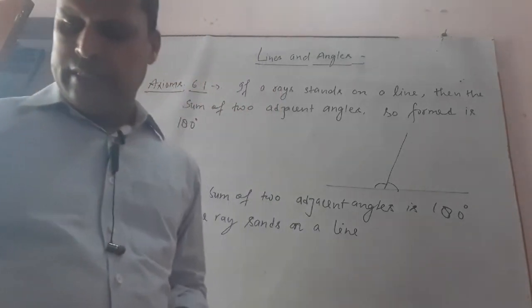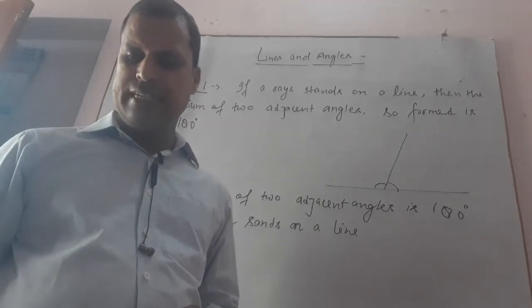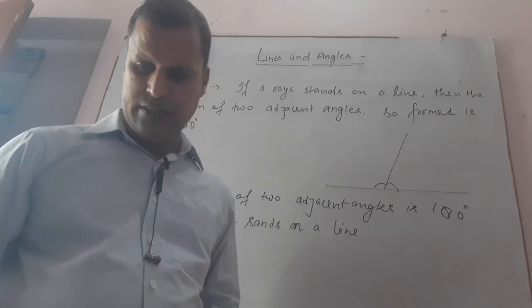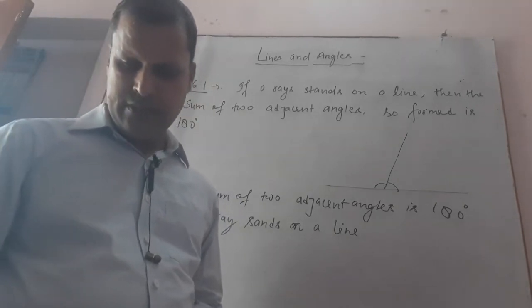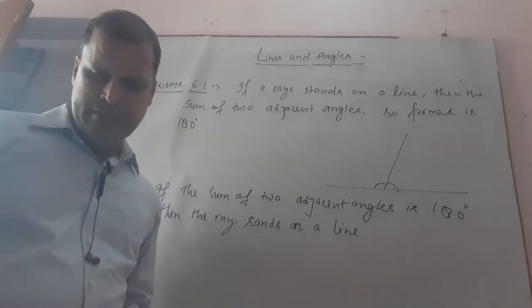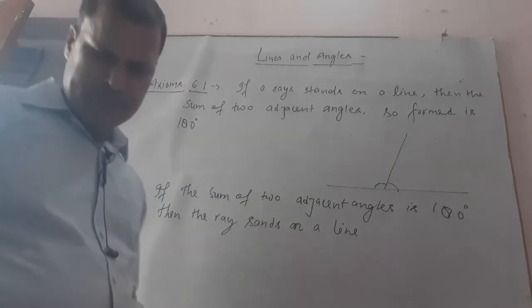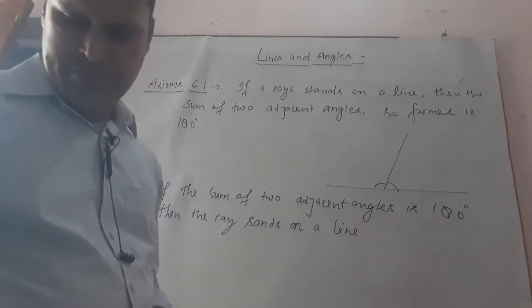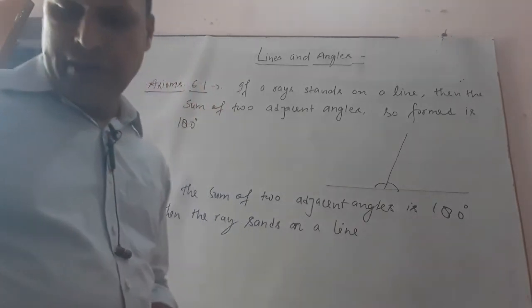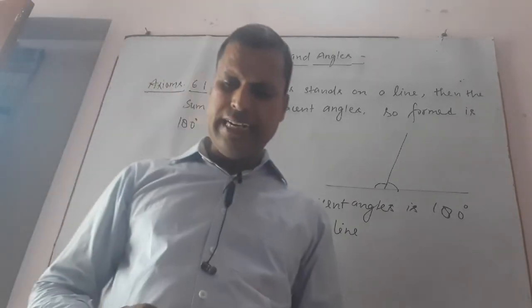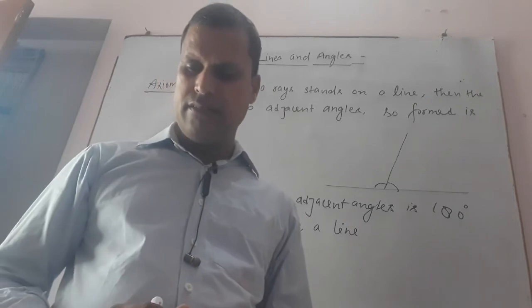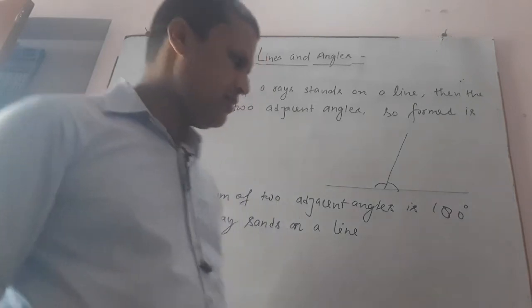Now see the second axiom, that is 6.2. One more thing. If the sum of two adjacent angles is 180, then they are called a linear pair of angles.